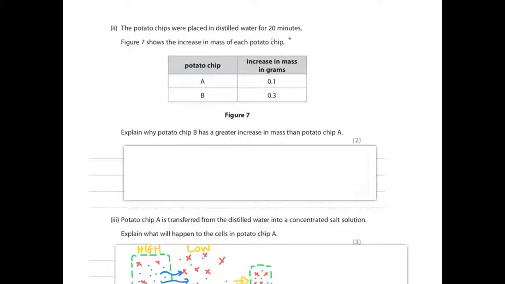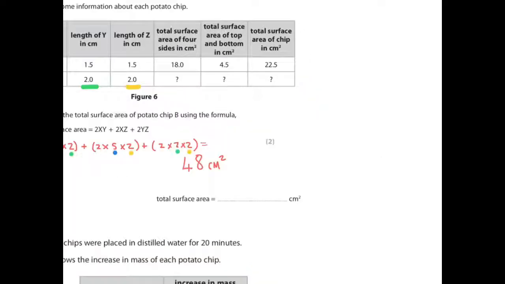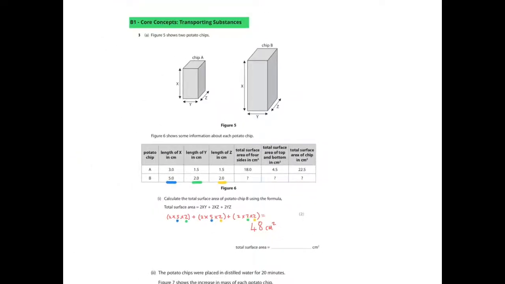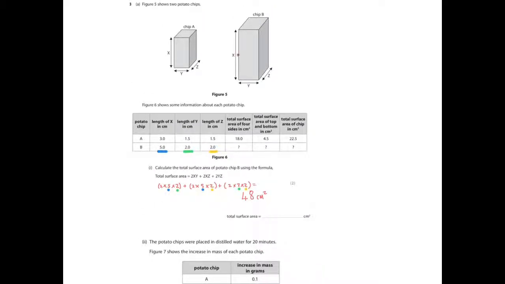Potato chips were placed in distilled water for 20 minutes. Figure 7 shows the increase in mass of each potato chip. So you can see that potato chip A increased by 0.1 and potato chip B increased more with 0.3 increase in grams. Explain why, give a reason, so state and give a reason why chip B has a greater increase in mass than potato chip A. Well, firstly, remember, it has a greater surface area, and also it's a bigger chip, so it will have more cells. So you can see here, it's a much bigger chip.